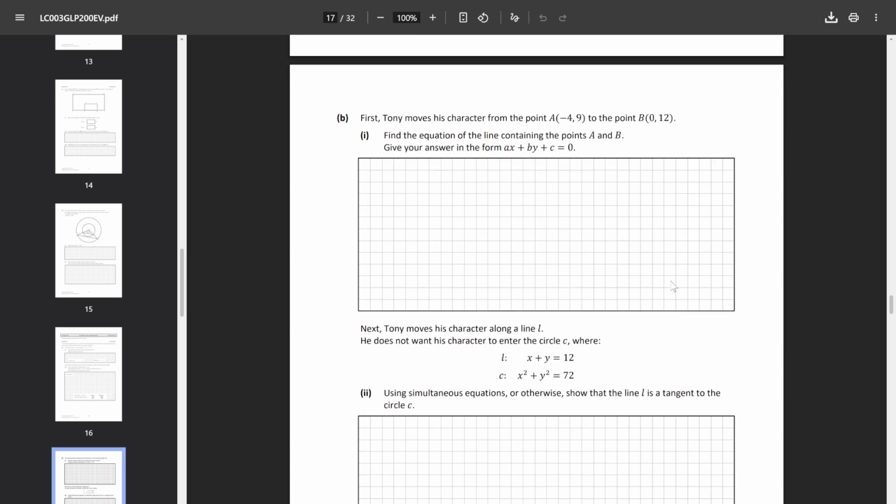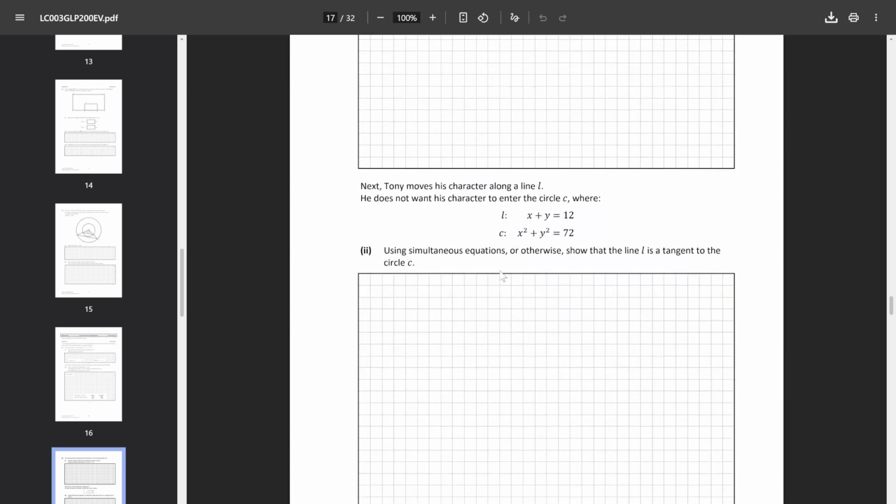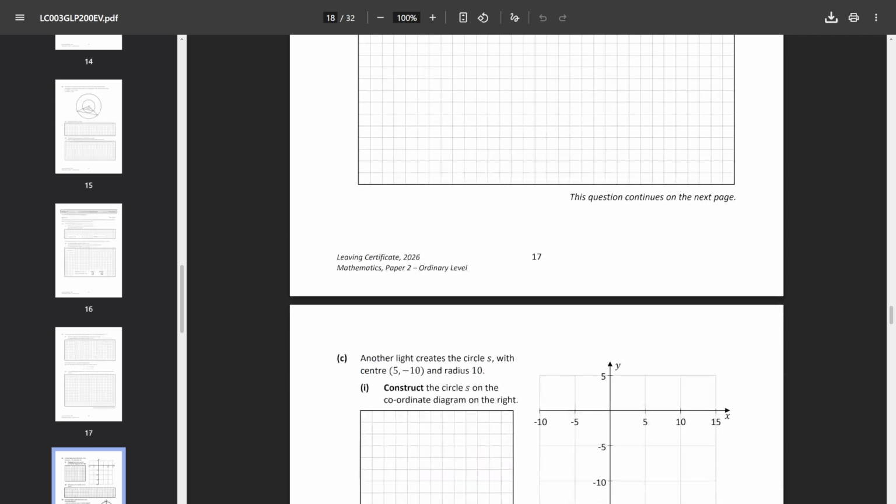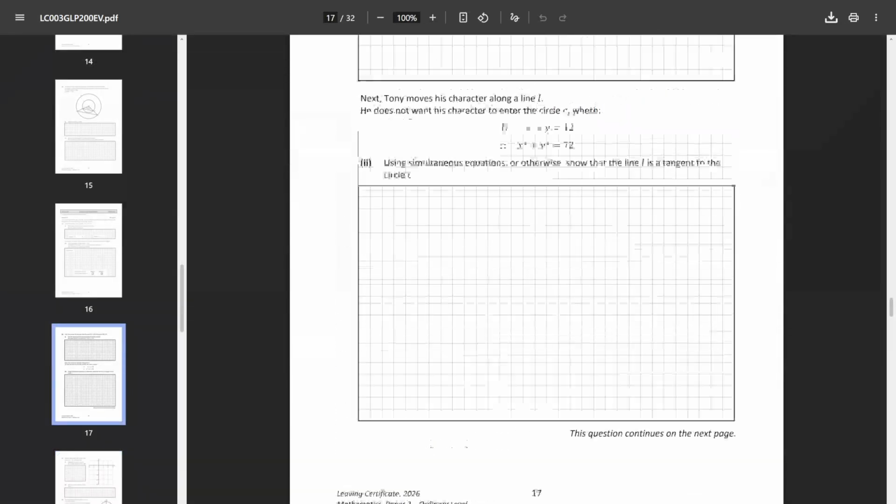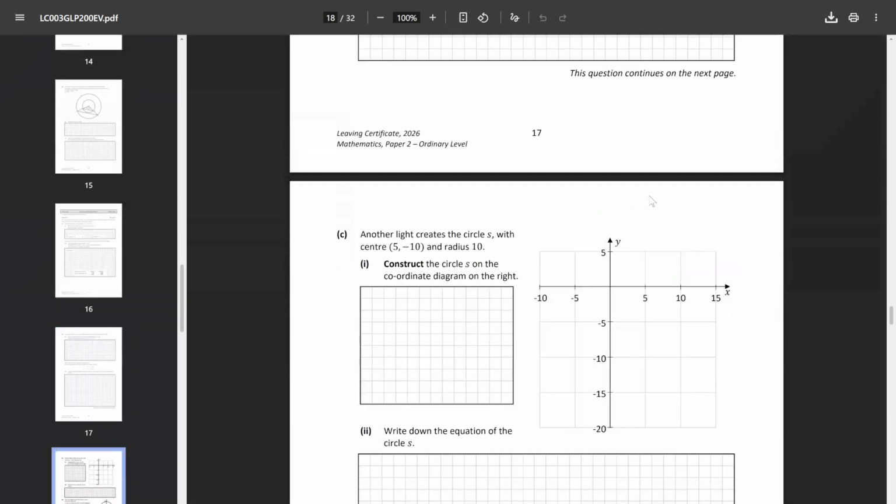So equation of line through 2 points is okay. Though this question here, part double I, you could do it using simultaneous equations, or you could sketch this out and try to reason it that way. Whatever method worked for you. If you're using simultaneous equations, you need to show that there is only one point of intersection, which defines it as a tangent. I'm not sure why I said probably. That is definitely what happens there.